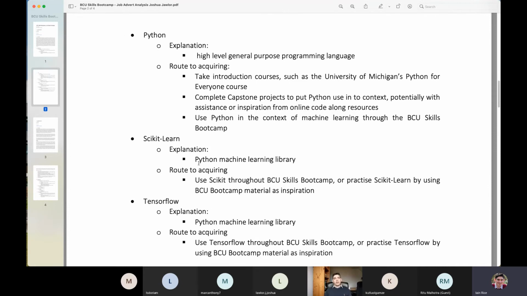Go scikit-learn. So rather than me defining it, let's go for what the person Josh has put in. So in terms of the explanation, it's a Python machine learning library. So scikit-learn and all of these things in Python would be called libraries. I prefer to call them toolkits because it works better with how my brain works, and you can do the same in your own notes. So scikit-learn is like the toolkit.